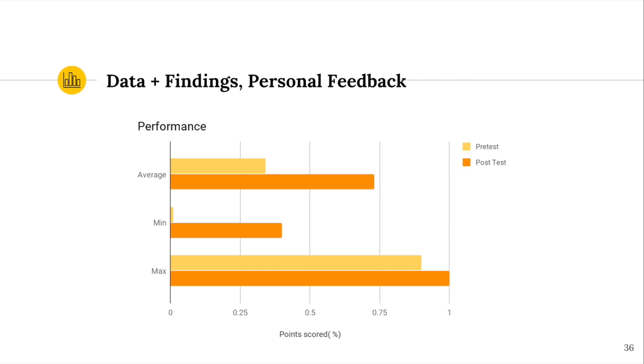Now looking at the performance metrics itself, there's a huge difference between the pre-test and the post-test scores. So the pre-test is currently at around 0.31, whereas our post-test scores are at around 0.74. That's 74% versus 31% on the pre-test. The minimum score that we got in the pre-test was 0, on the post-test it was around 40%, and the max that we got was 90 on the pre-test and 100 on the post-test.